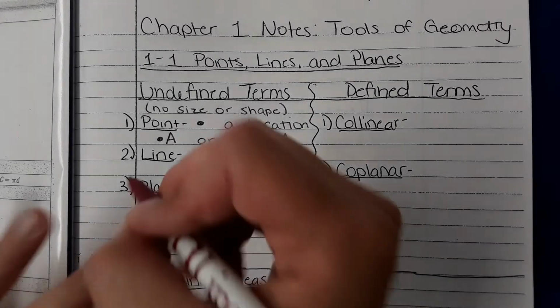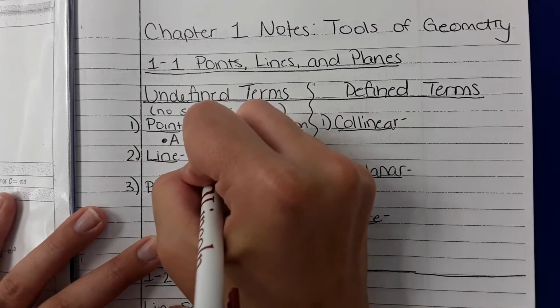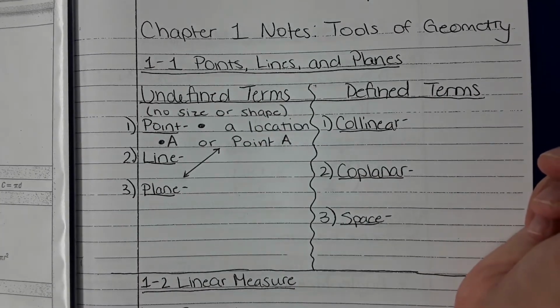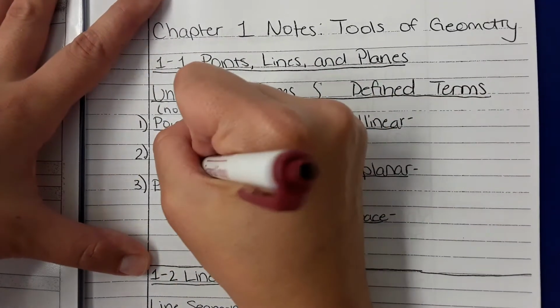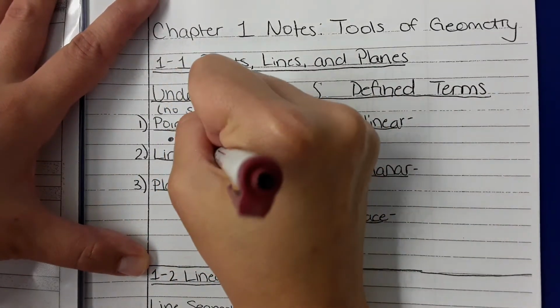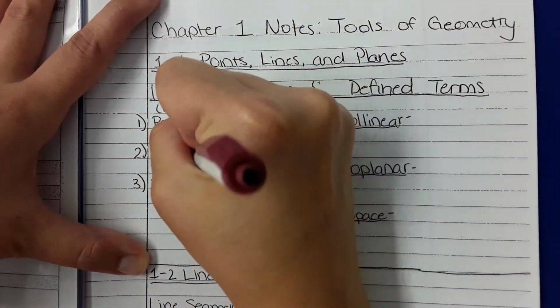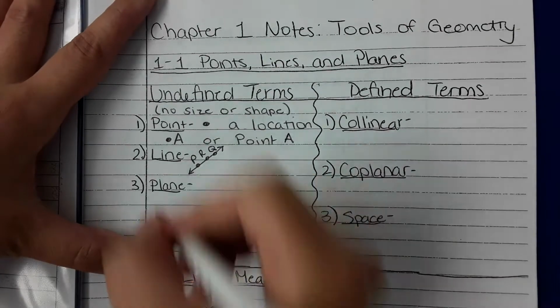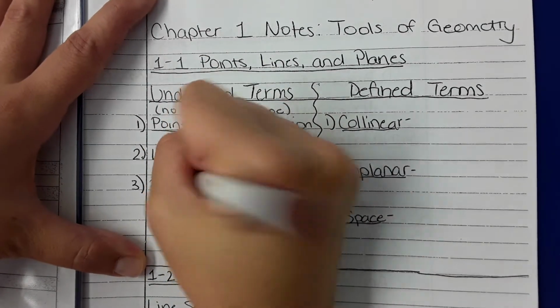Next, a line. A line, as you know, looks like this, a straight line with arrows on both sides. This line specifically will have 3 points, P, R, and Q. And then it'll also have a cursive L right at the end.